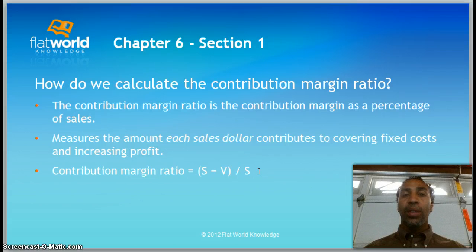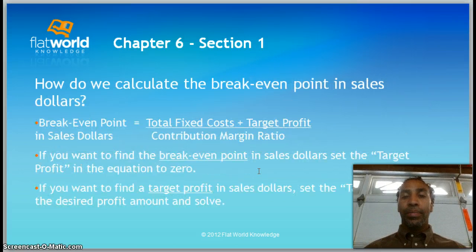So your sales price, 250, minus the variable cost, 150, right? We know that that's going to be 100, divided by sales price, which is 250. So 100 divided by 250 is 0.40 or 40%, if I'm not incorrect.